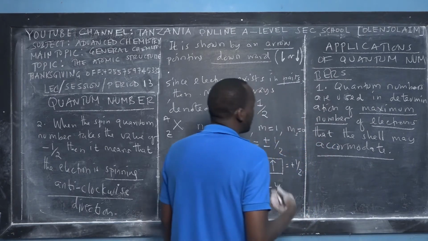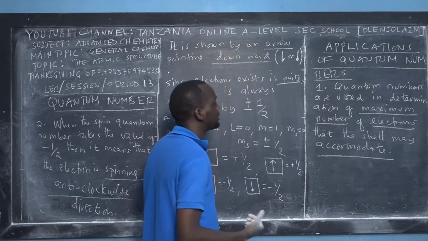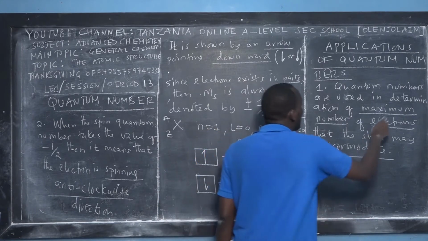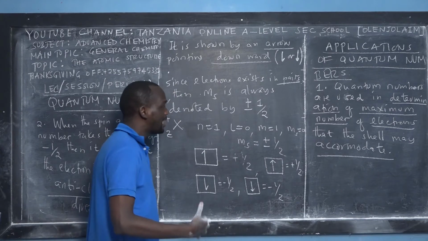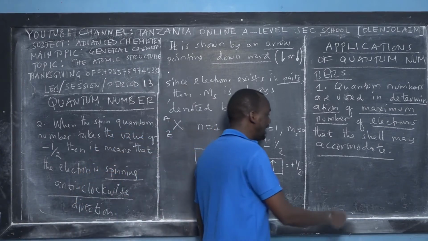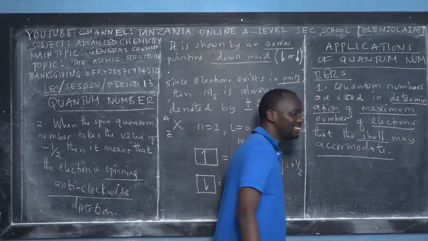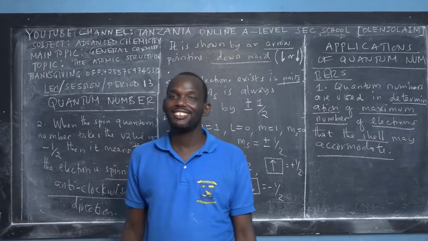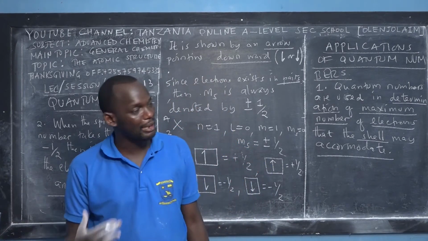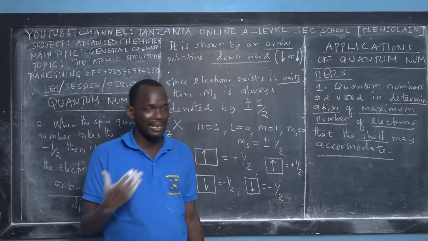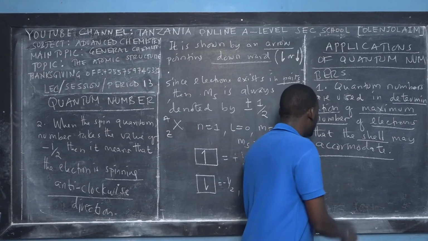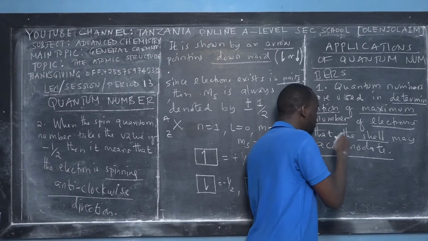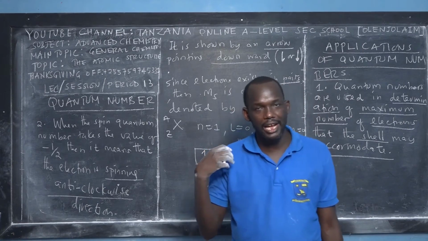So quantum numbers, the first application said that the quantum numbers are used to determine what? To determine the maximum number of electrons that the shell may accommodate. Right? Determine the maximum, not the minimum, the maximum number of electrons that the shell may accommodate. The shell of what? Of an atom.